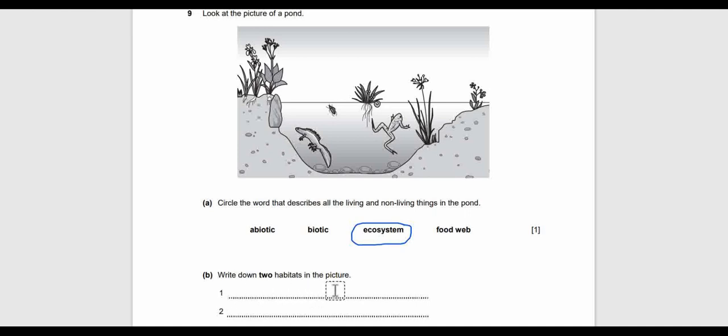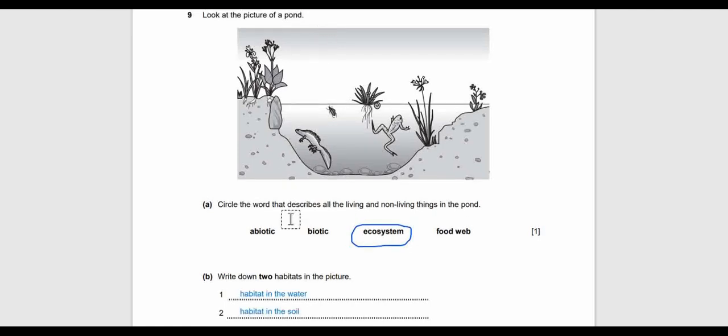Now let's open up the answer. If you have not finished, you may pause this video. Right, this is the example. Habitat in the water here and habitat in the soil.